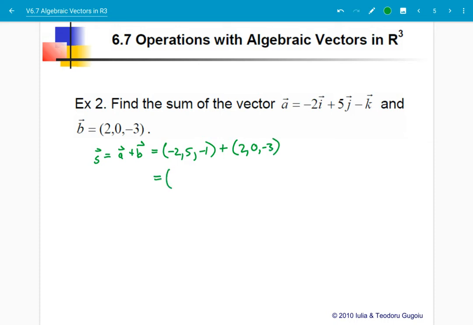I'm going to add the x components. Negative 2 plus 2 is 0. 5 plus 0 is 5. Negative 1 plus negative 3 is negative 4. And there it is in component form. If I wanted it in standard unit vector form, it'd be 5j's minus 4k's. You don't write 0 i's. It just isn't there. Okay, that's example 2.